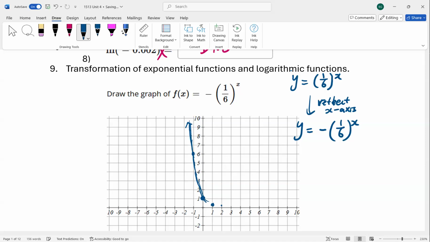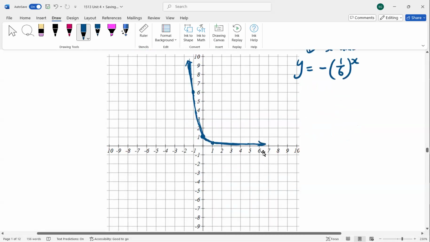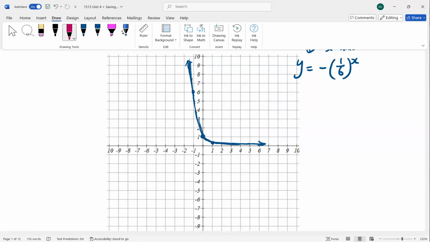I believe in Lumen it is easier for you because you have a better tool. And here, we just manually draw the graph. This is the mother function, 1/6 to the power of x. And we're going to flip that with respect to the x-axis, the horizontal axis, which is the mirror, right? So we're going to have here, and here.